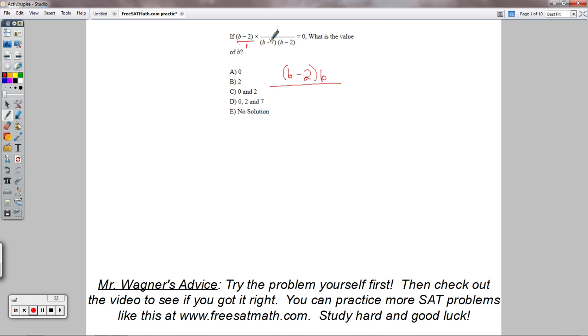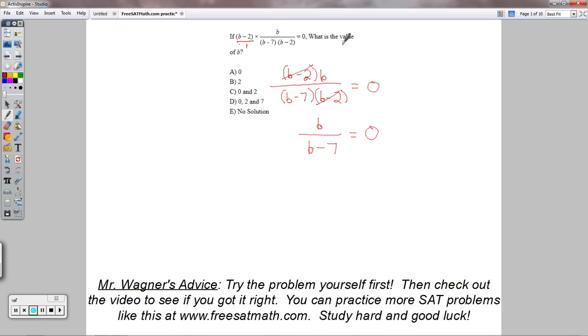So I've got 1 times this on the bottom here. It's exactly the same then. Without the 1, I don't need to write that. This is still going to equal 0. And now I see that I have the same factors on the top and the bottom right here: b minus 2, b minus 2. I can cross those out. And I'm just left with b over b minus 7 equals 0.